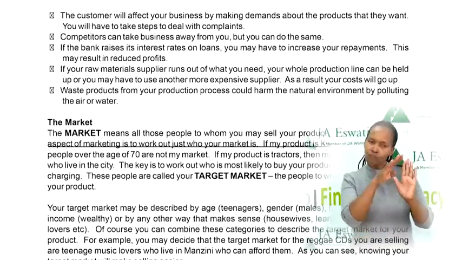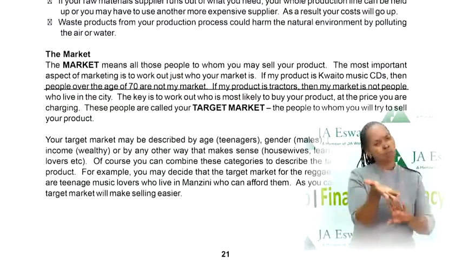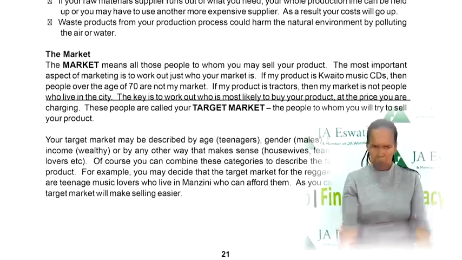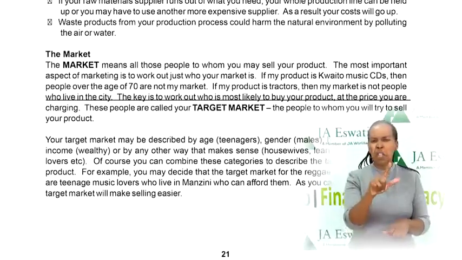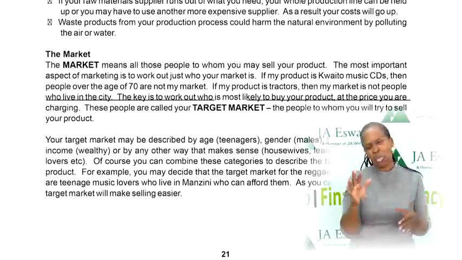your market. If my product, for example, is music CDs, then people over the age of 70 are not likely to be my market because it's music that they will not relate to. If my product is tractors, then my market is not people who live in the city. The key is to work out who is most likely to buy your product at the price you are charging. These people are called your target markets. The people to whom you will try to sell your product.